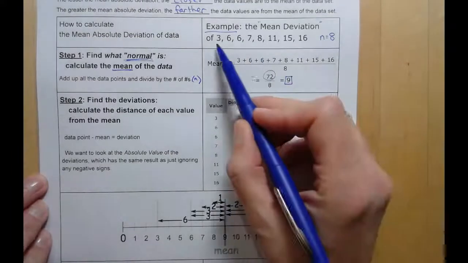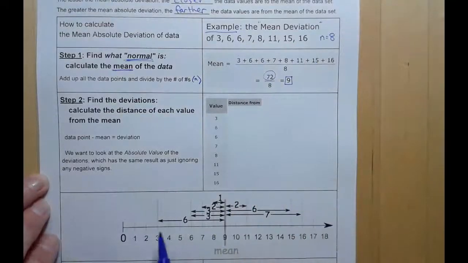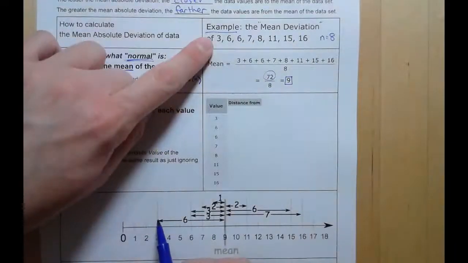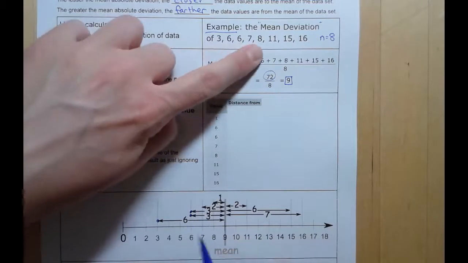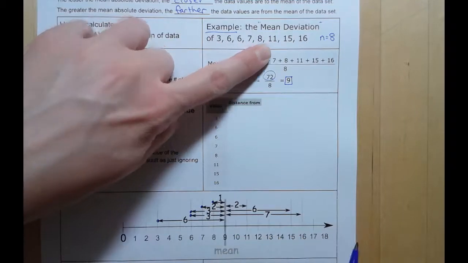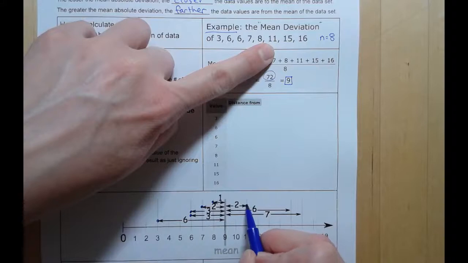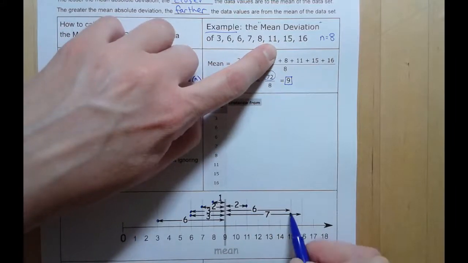What we have is these 8 data points that are actually all plotted here. So we have 3, which is right here. You can see that's 3. 6. We have 2 6s actually. So here's the 6, and here's 1 point, 2 point. Those are 2 6s. We have a 7 and an 8. The 7 is right here, and the 8 is right here. And then we have 11, 15, and 16.